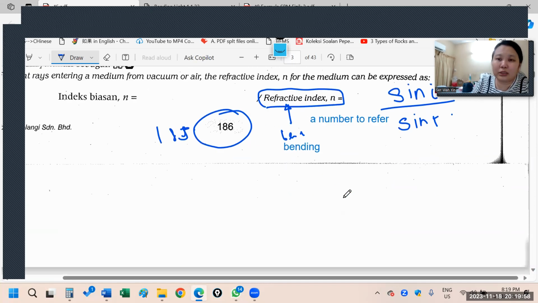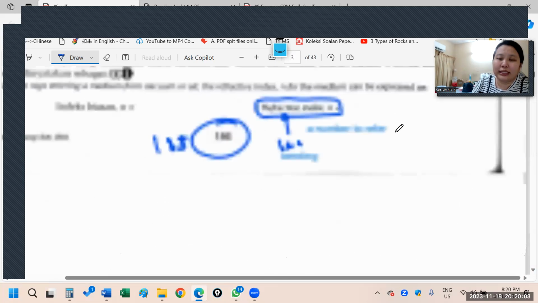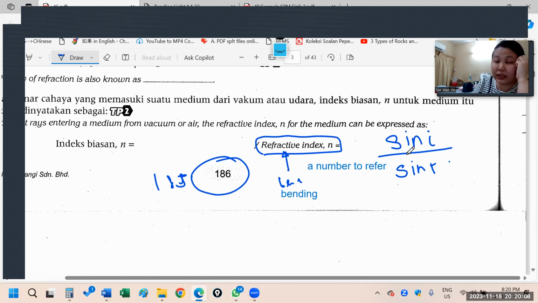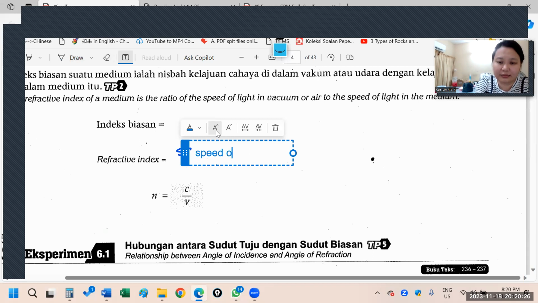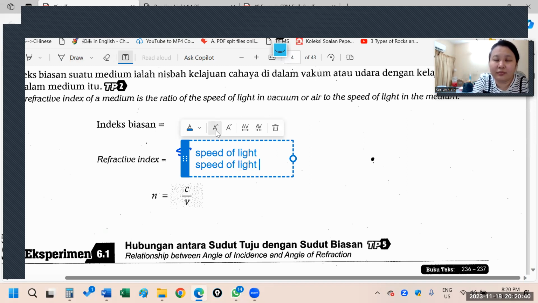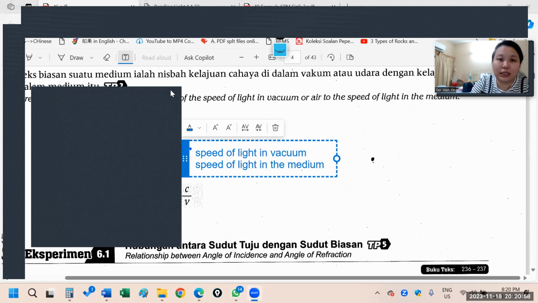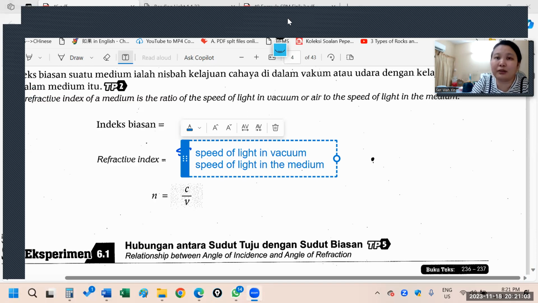Okay, so we got four formulas. Sine i over sine r, very easy: sine of the incident angle divided by sine of the refracted angle. And then here, we also can say n equals c over v. What is c? c means speed of light, divided by speed, both are speed of light. Speed of light up here is the speed of light in vacuum. Down here is the speed of light in the medium. C is the speed of light in vacuum.